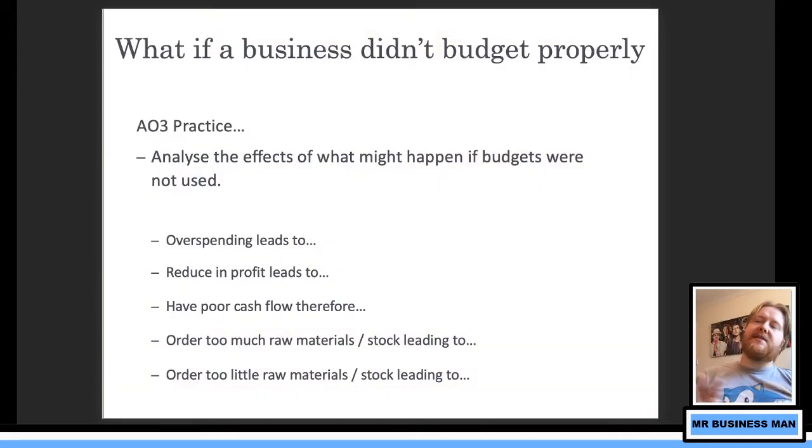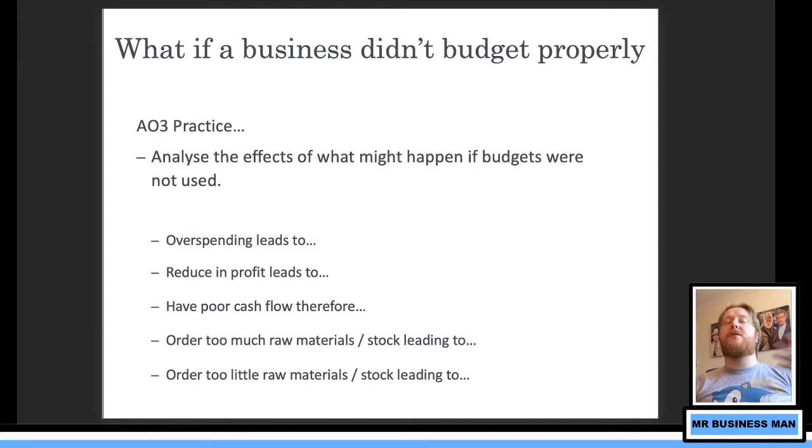Okay. So what if a business didn't budget properly? Well, with this one, you can do some really good AO3 practice, and what you can do is say, look, overspending leads to, what does it lead to? Overspending leads to increases in costs. If it increases costs, then it doesn't matter what your revenue is, it's going to reduce your profit, isn't it? So overspending leads to increase in costs. Increase in costs leads to lower profit.